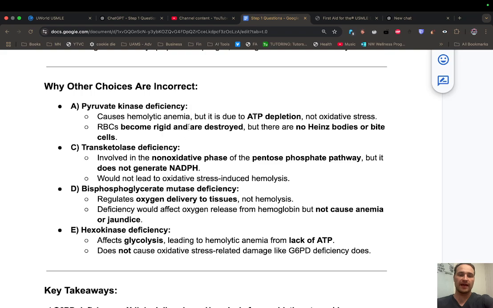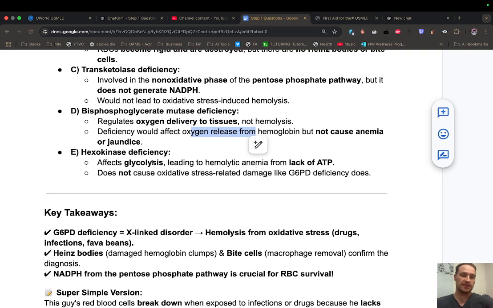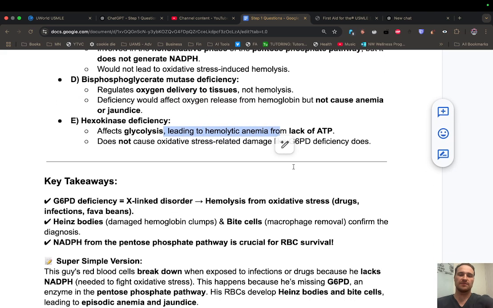So pyruvate kinase deficiency, pyruvate kinase would lead to a depletion in ATP, and you would get really rigid and then destroyed red blood cells. Transketolase, that's involved in the non-oxidative phase of the PPP, and it does not generate NADPH at all. That would not lead to oxidative stress. Biphosphoglycerate mutase deficiency, that would regulate the oxygen delivery to tissues, so you'd have oxidative problems and release from hemoglobin, and maybe jaundice. And hexokinase deficiency would lead to lack of ATP.